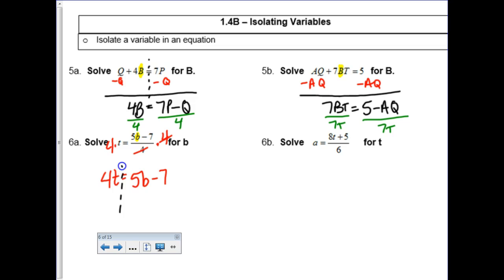So we're still going to solve for b. A few of you last time solved back for t again. That was kind of cute. Don't do that anymore. Alright, we're adding the 7.